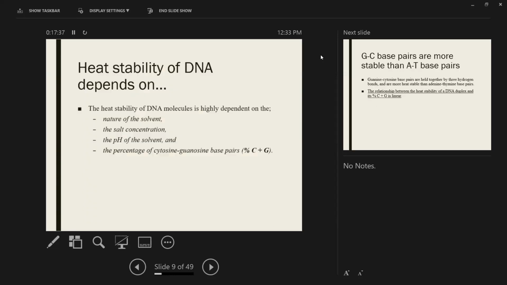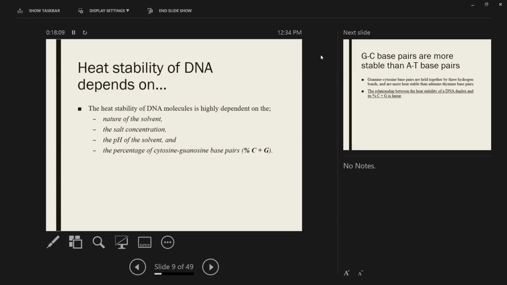So as I said, the heat stability of DNA depends on the nature of the solvent. So you use one solvent essentially for all DNAs. You use DI water. That's easy. Salt concentration: the higher the salt concentration, the more the salt will shield the phosphate. And it also will tend to make sure the molecule stays together, even under higher thermal movement. So your salt concentration is 0.